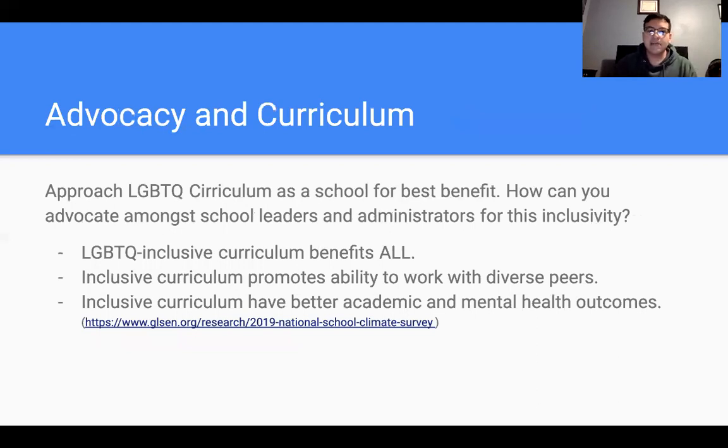So advocacy and curriculum, you want to approach an LGBTQ curriculum as a school for the best benefit. You don't want to approach it as an individual. You want to make the school responsible for this so they could provide a safe and supportive learning environment. So what are the best ways to advocate among school leaders and administrators for this inclusivity?